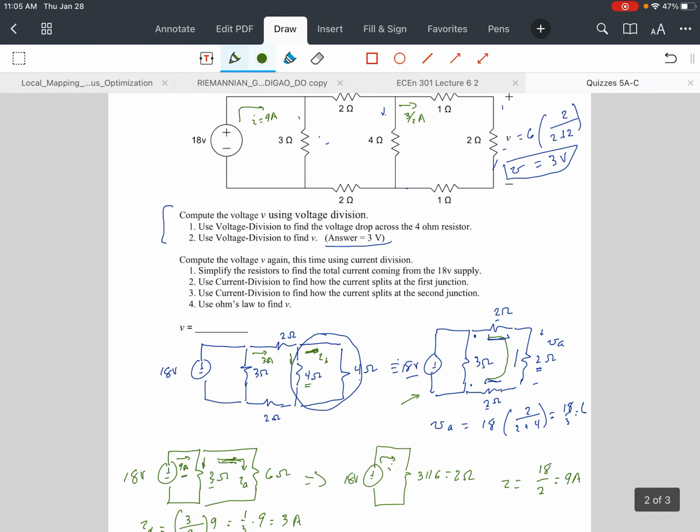Now we can find the voltage. The voltage through the resistor, little v, is just I times R. So it's going to be 3/2 times 2 ohms, which is 3 volts. All right, so we get the same answer, 3 volts, using either current division or voltage division.